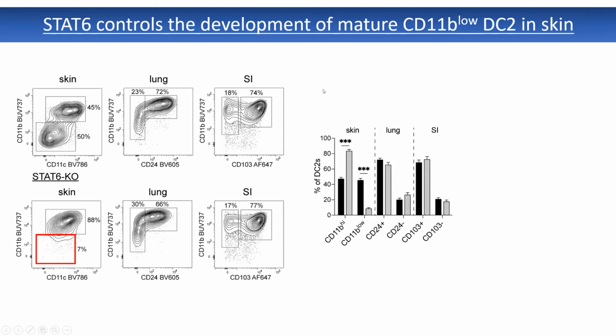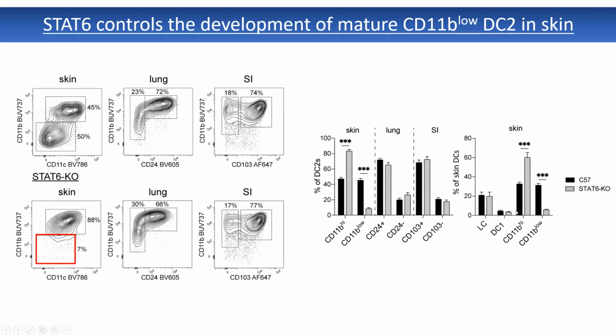So we then tried to experimentally address this, and we looked at STAT6 knockout mice, which were also on a C57 Black 6 background. And what we observed was that when we looked specifically in the skin, we saw a complete reduction of this CD11b low DC2 population, whereas when we looked at the lung or the small intestine, there was no effect of the absence of STAT6 signaling, which really showed that this enrichment that we found transcriptomically really has a strong effect on this unique population and not on other populations that are also present in the skin.